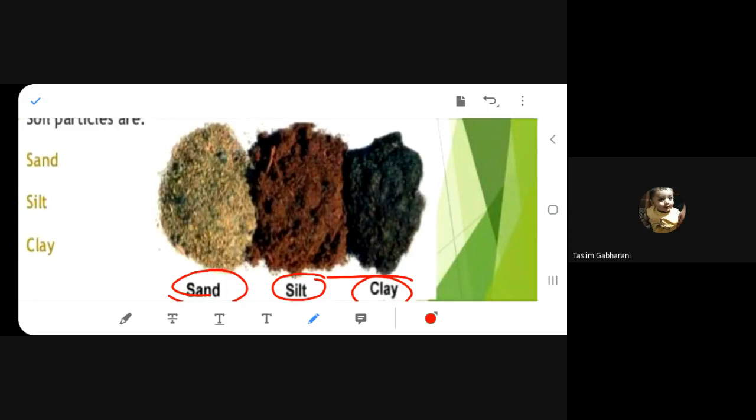So, out of these three, which one is better? Sand or silt? Silt is better. Why? Because it is a combination of sand and clay. Do you understand? Yes, ma'am. Fine.